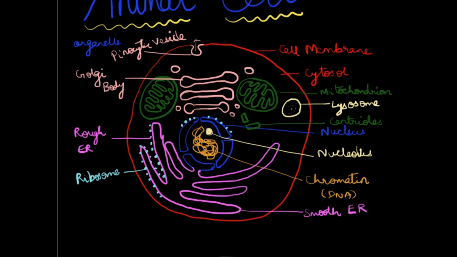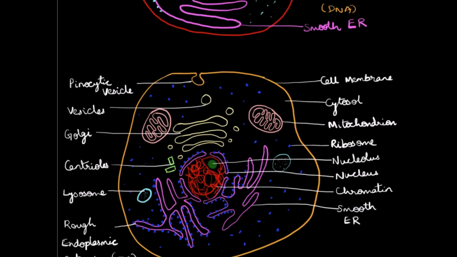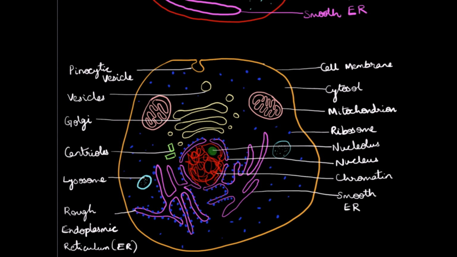Okay, so let's just now put some ribosomes in the cytosol. So we have put all the organelles in place now. Let us go down and look at a completed structure. So this is how a completely properly labeled cell looks like.